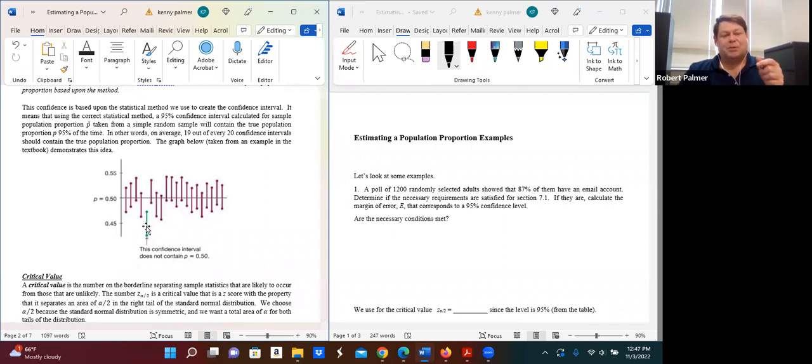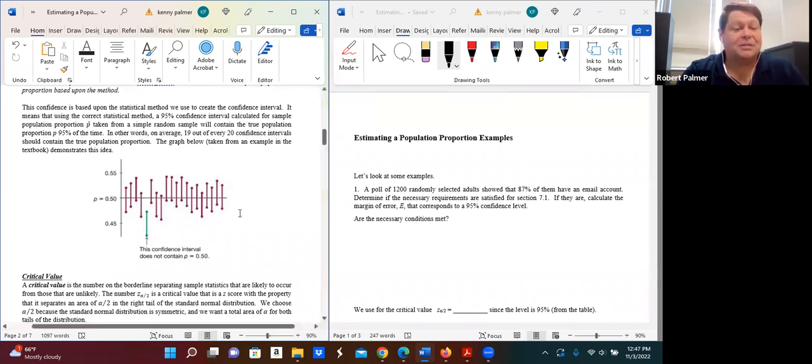So if they ask the question, what's the probability this particular interval does contain the true value? Well, that's harder to say because it either does or it doesn't. But based on this method, doing it over and over again, the method indicates that statistically we should be able to capture the real value 95% of the time, or 19 out of 20 intervals, on average.